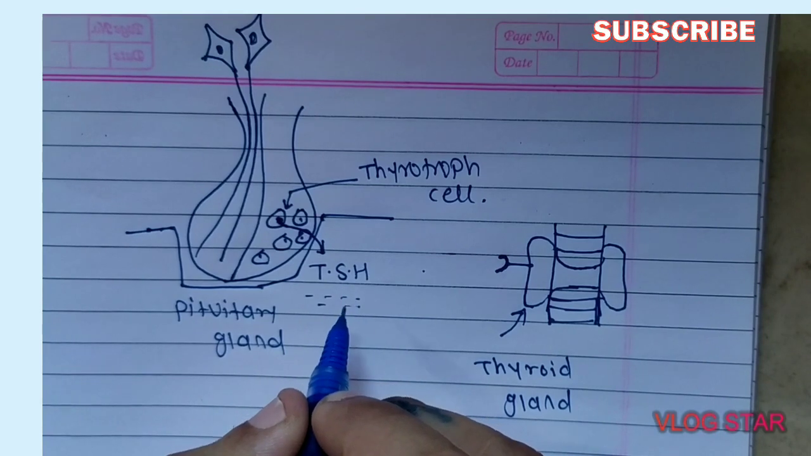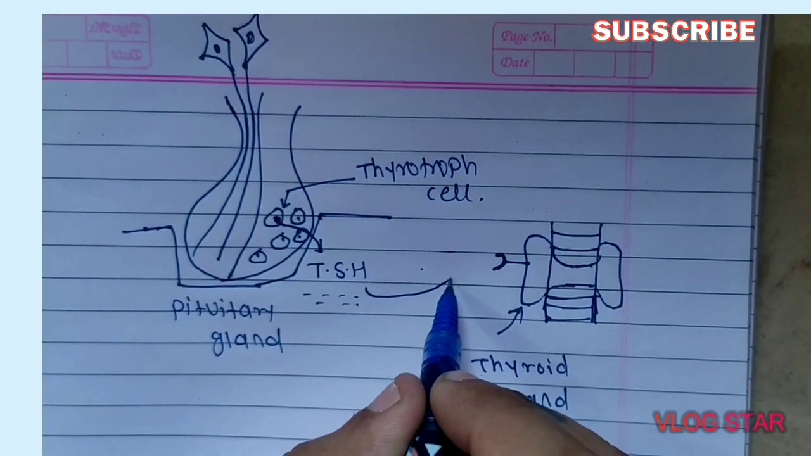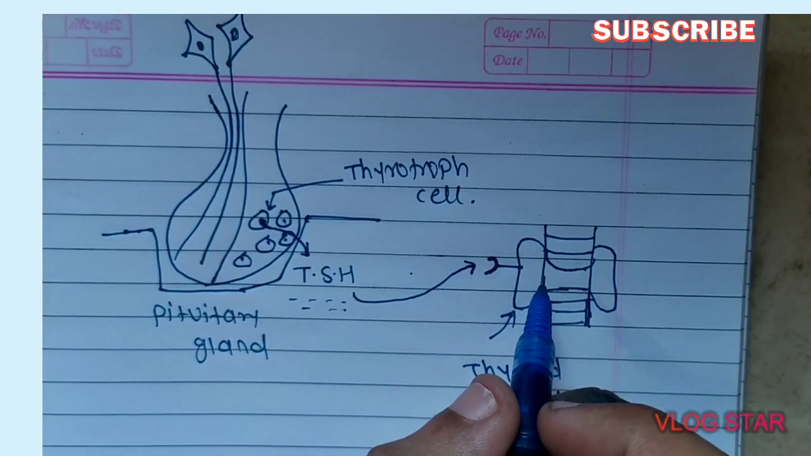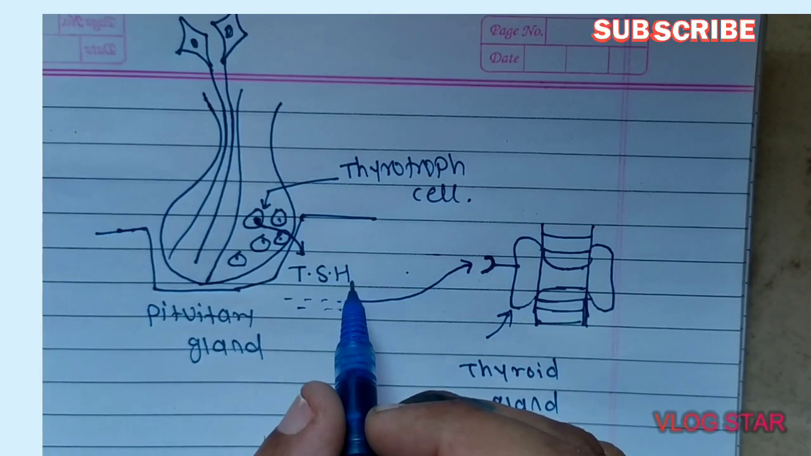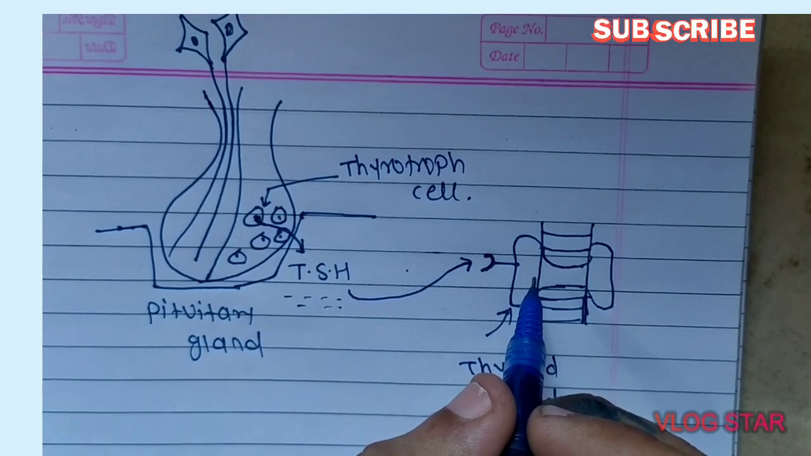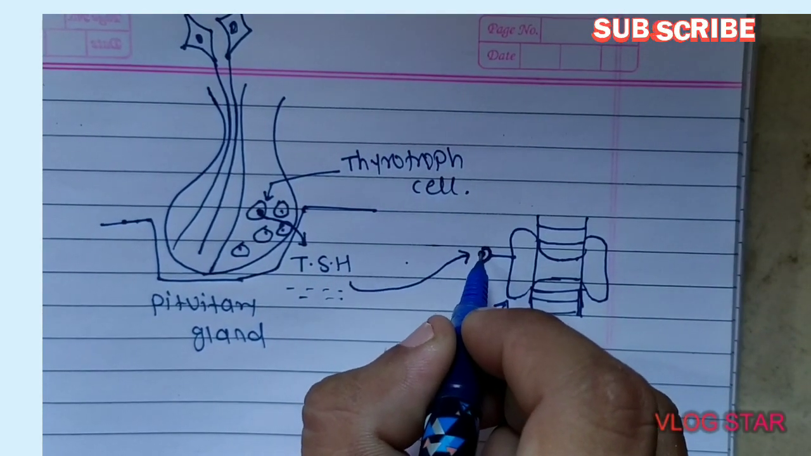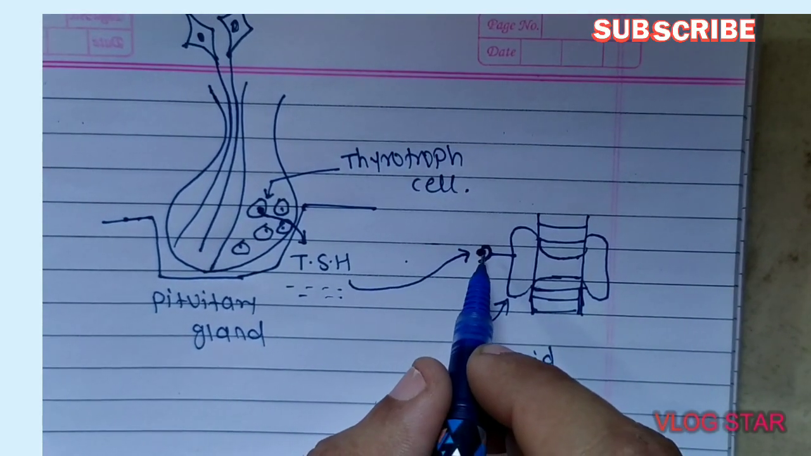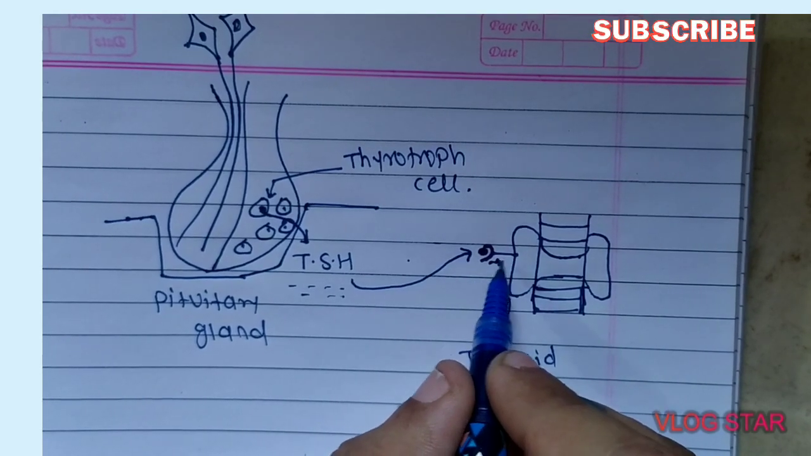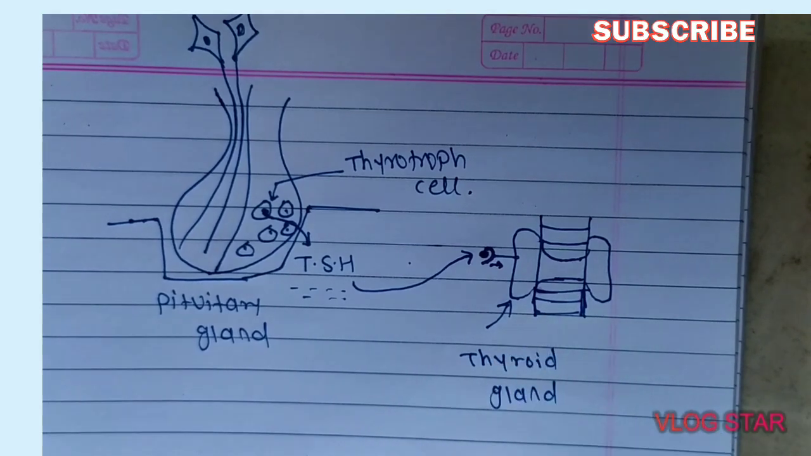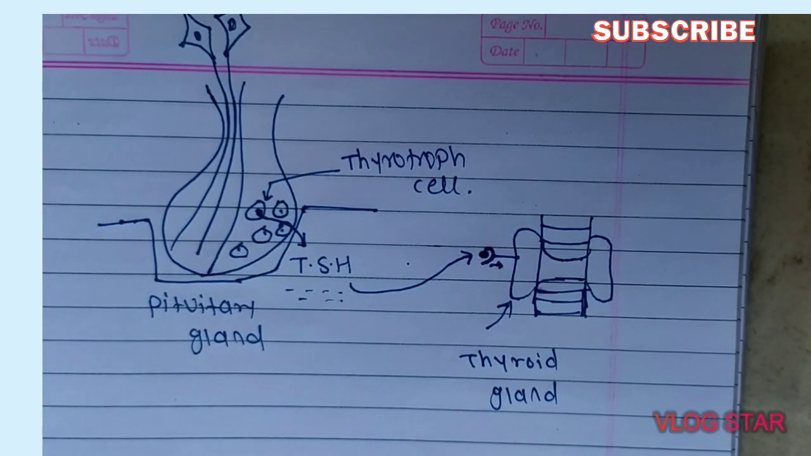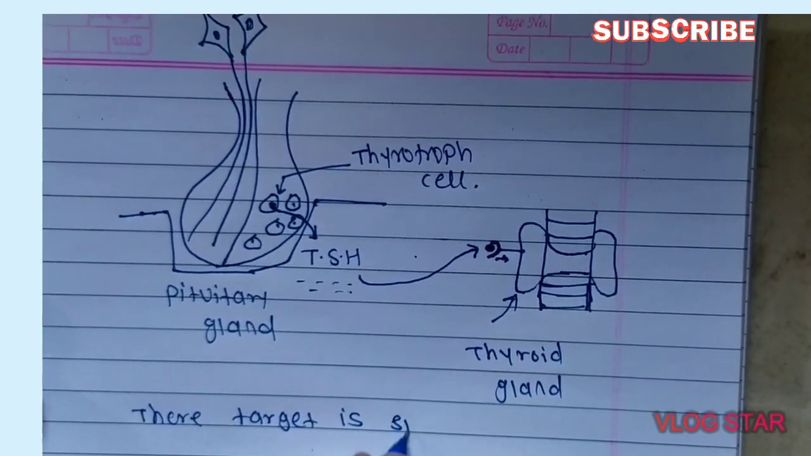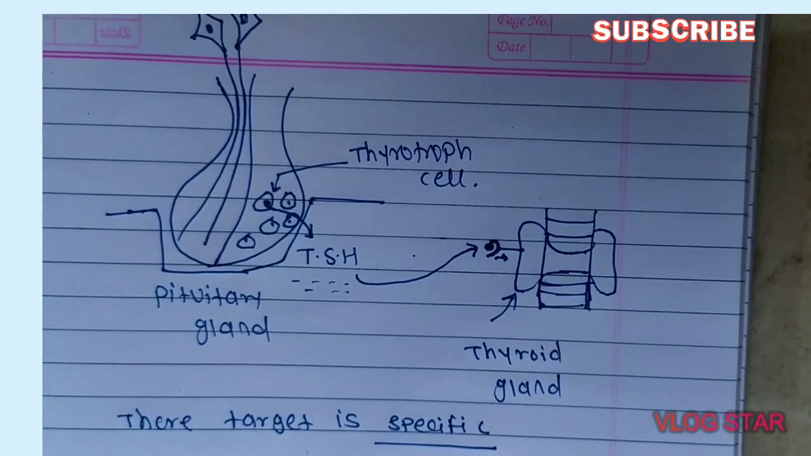Once thyroid stimulating hormone comes into the bloodstream, it goes and acts on the target organ, that is the thyroid gland. The target organ has particular receptors for that particular hormone. So thyroid stimulating hormone binds to the particular receptors present on the target organ, the thyroid gland. Once it attaches, the impulse goes inside and stimulates the thyroid follicles. This is one of the properties of hormones: their target is specific. So this is all about the properties of hormones.